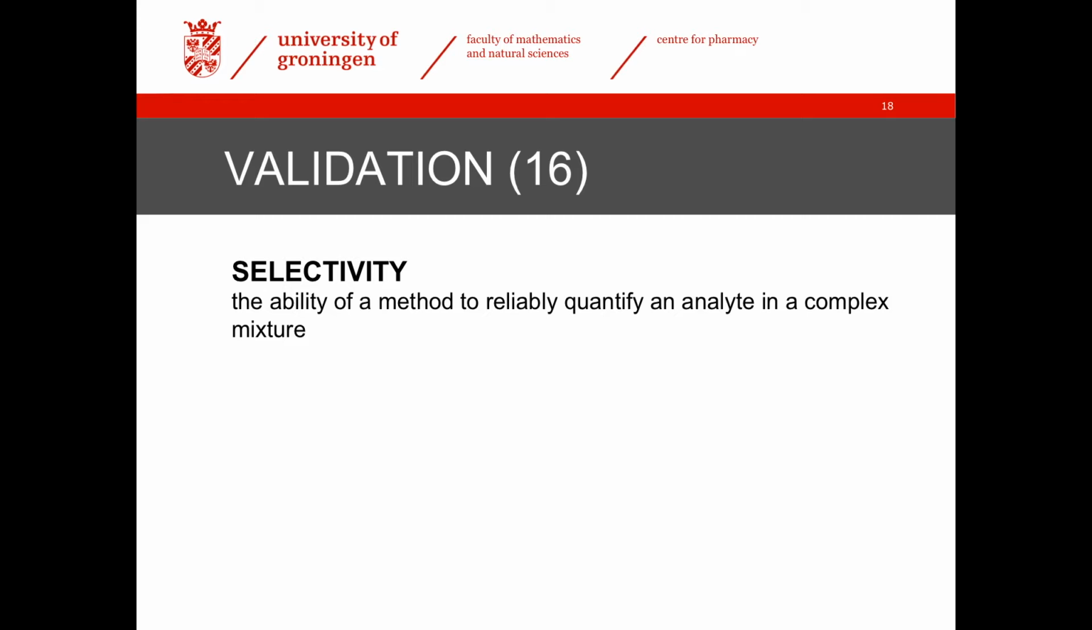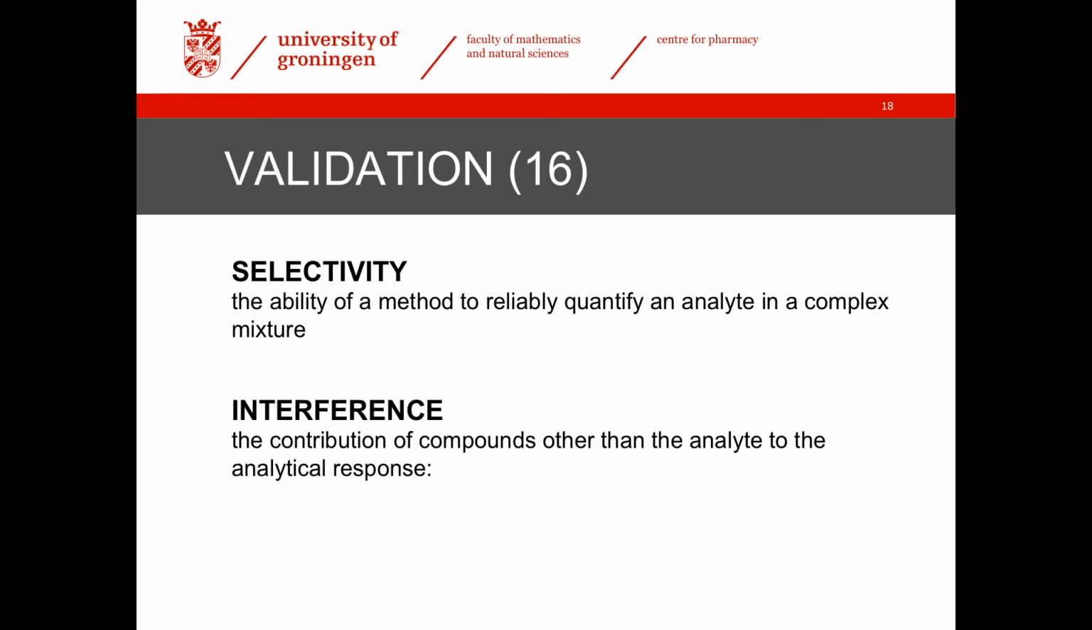If a method is selective, it is able to quantify an analyte reliably in a complex sample. Other sample components may also give a response, but a selective method is capable of sufficiently separating these responses, for example by a chromatographic separation. If a compound other than the analyte contributes to the total response, this is called an interference.